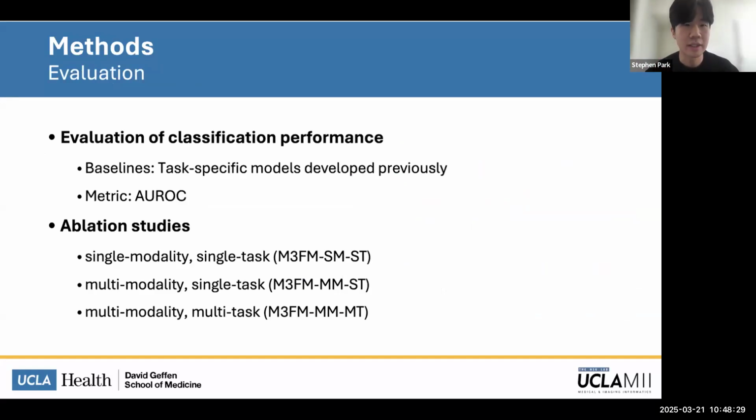In terms of the evaluation analysis, they, of course, evaluated the classification performance across their different tasks. And the baselines they compared against were task-specific models that were developed previously. And these were trained based on the task-specific data. And in terms of the metric, they mainly present AUROC. And the second analysis is ablation studies, where they compare single modality, single task training, as well as multimodality, single task training, and then their own model, which is multimodality, multitask training. And this is to see if each of the components is helpful for their model.